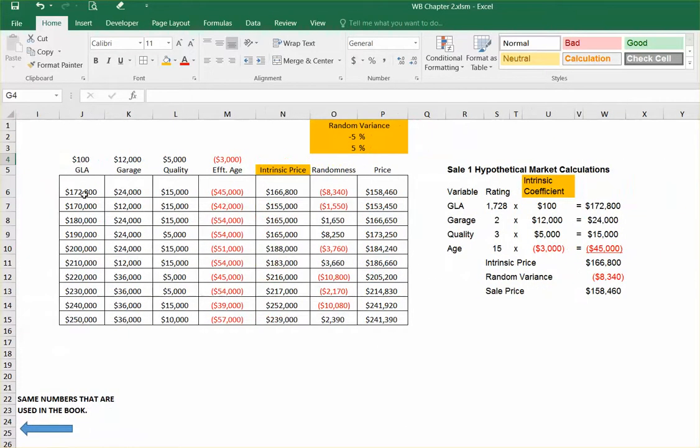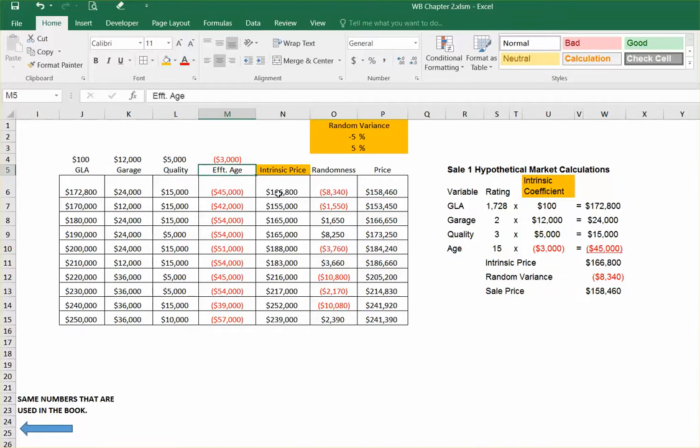Okay. For right now, what I did is I set up some coefficients. I set up the gross living area to be worth $100, each garage parking space to be worth $12,000, and the quality to be worth, for each rating from 1 to 3, $5,000 for each rating, and for each year of effective age, I have here take off $3,000. Now you see, we didn't get into a lot of other things. We didn't get into location. We didn't get into a lot of other things. This is all we're basing it on.